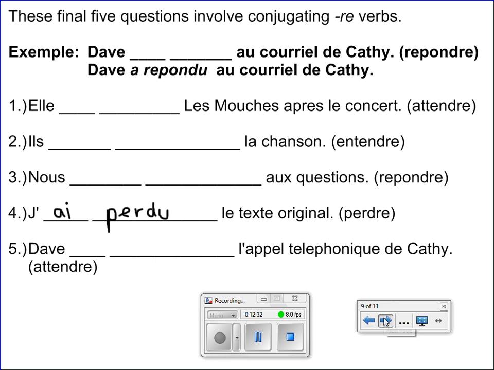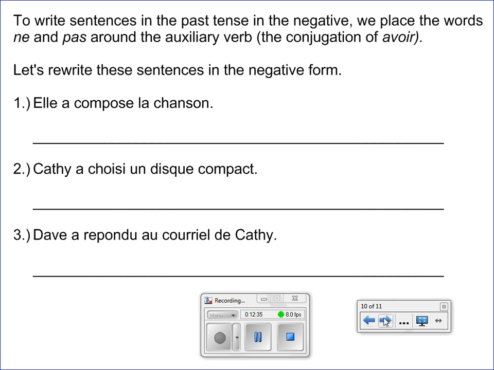All right. To write sentences in the past tense in the negative, we place the words ne and pas around the auxiliary verb, the conjugation of avoir. So let's rewrite these sentences in the negative form. I'm going to do the first one for you, and then leave the remainder for you to do at home. Elle a composé la chanson. There's my accent. Okay, so she has written the song, but I want to change that to she has not written the song.